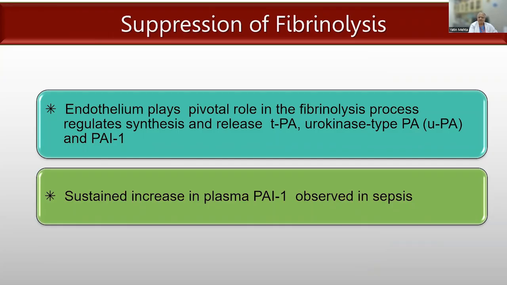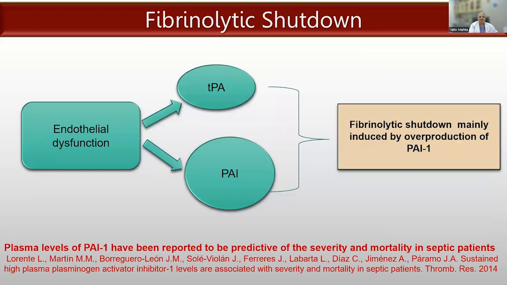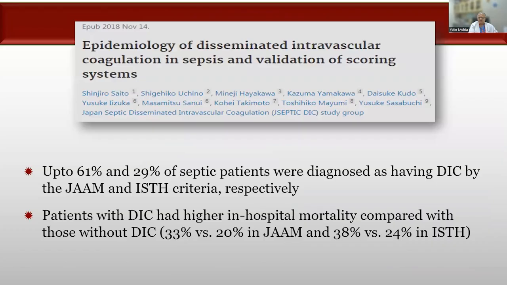There is a sustained increase in plasminogen activator inhibitor 1, which has been observed in sepsis. Tissue plasminogen activator and urokinase and PAI, the endothelium plays a very important role in these, and it is inhibited. So tissue plasminogen activator is reduced, and plasminogen activator inhibitor is increased. So fibrinolytic shutdown happens, and initially there is microthrombi formation.